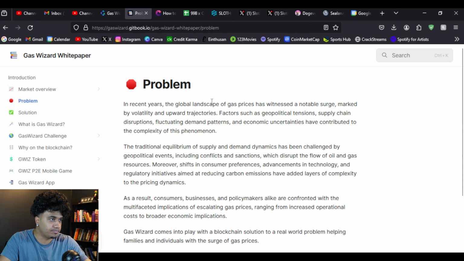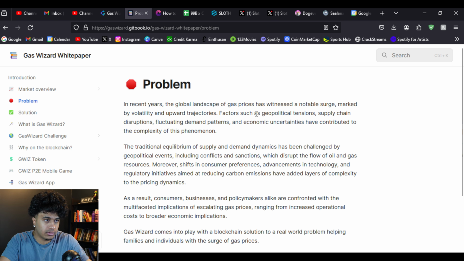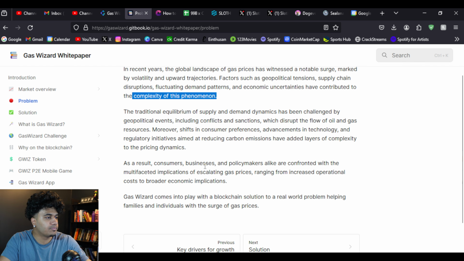And let's actually take a look at the problem, right? So here's the problem. Basically, in recent years, guys, gas prices have had a notable surge, marked by volatility and upward trajectories. There are a lot of things like geopolitical tensions, supply chain disruptions, fluctuating demand patterns, and economic uncertainties that have contributed to this phenomenon. Basically, the problem, guys, is that gas prices go up.